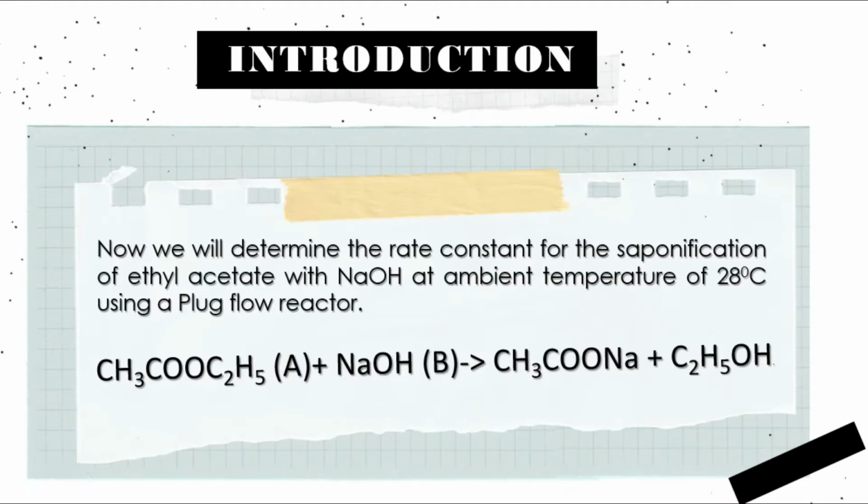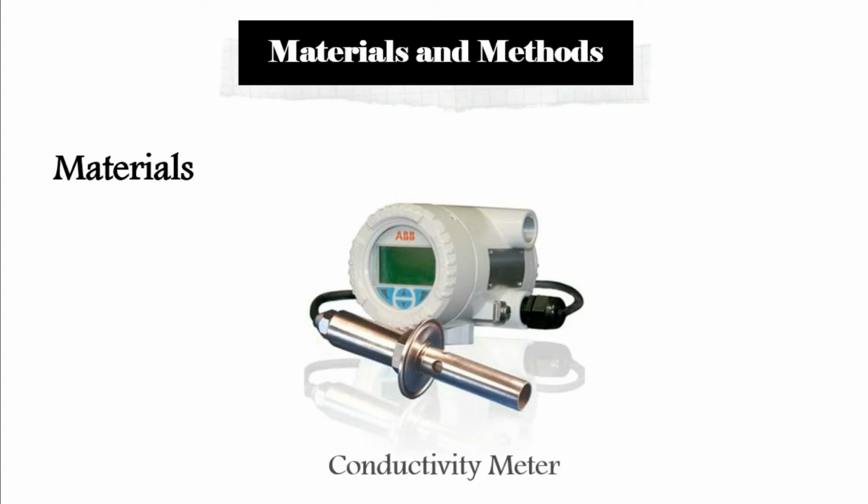In this analysis using the PFR, we are to determine the rate constant of the saponification of ethyl acetate with sodium hydroxide. The reaction is shown. The materials that we used for this experiment are a conductivity meter, ethyl acetate, and sodium hydroxide.